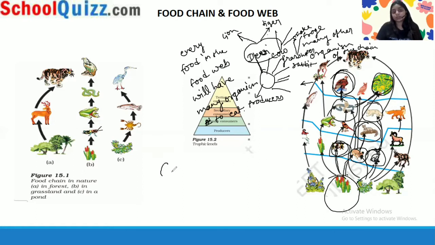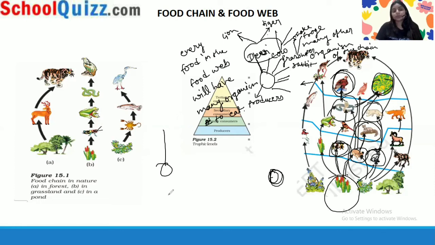In the food chain, there will be a sequence of the chain. Means there will be no disturbance in the levels of the series or the sequence. But in the food web, what will happen? Every organism will be eaten by many other organisms.